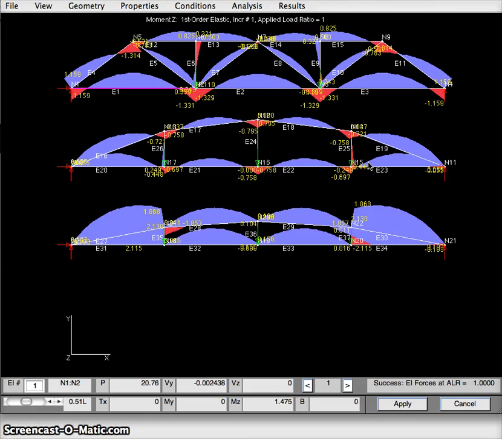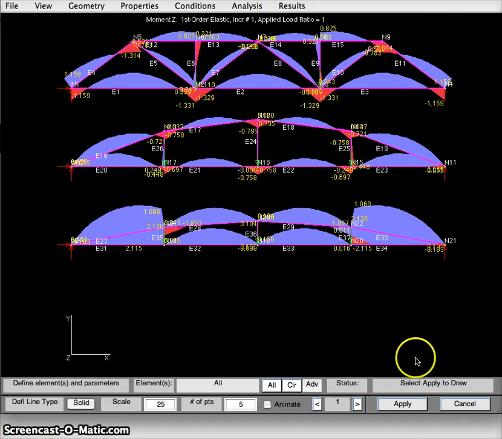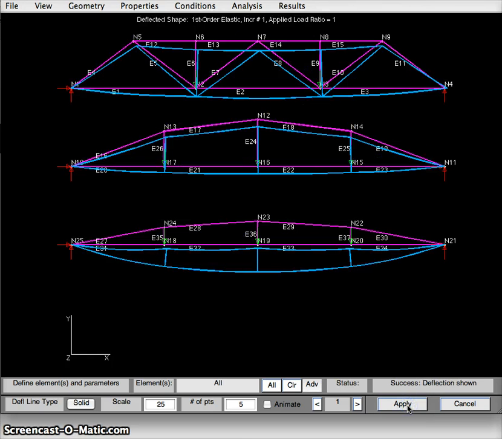After finding maximum bending moments, we need to find the points of maximum displacement. The displacements that we're interested in are the downward vertical displacements, which in this model are in the y direction. We should again begin with a diagram under Results, Diagrams, Deflected Shape. If we choose Apply, we see a deflected shape.